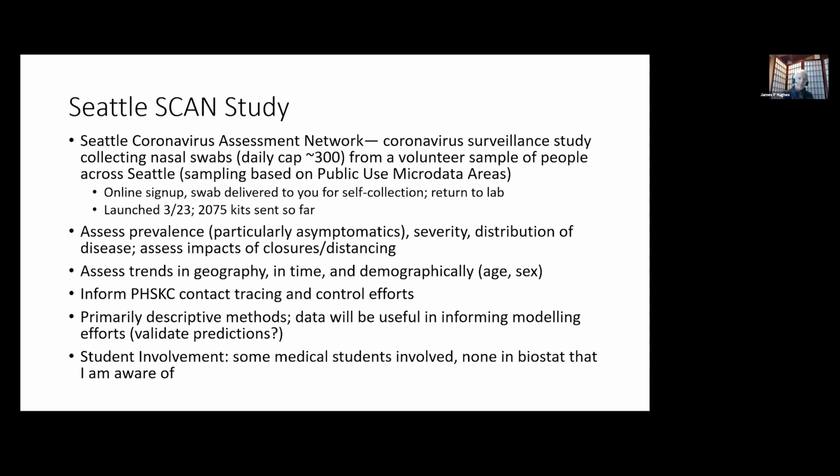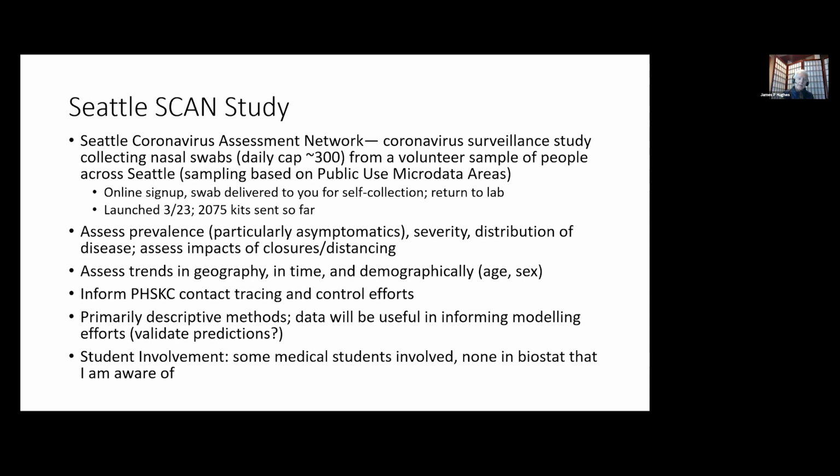I'm told my internet connection is unstable, so I hope that I haven't lost you. Anyway, the data is being used to inform contact tracing and control efforts by Public Health Seattle King County. Initially, and this was put together very quickly, it's primarily providing basic descriptive data, but the data will also be extremely useful in informing modeling efforts and predictions from models.